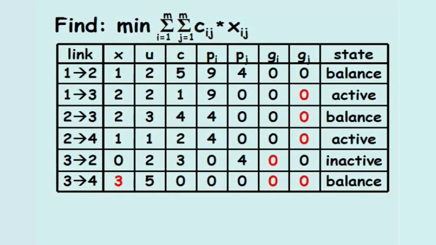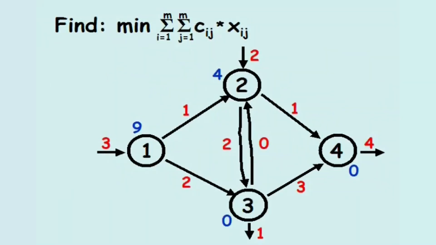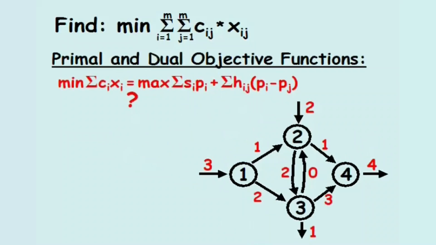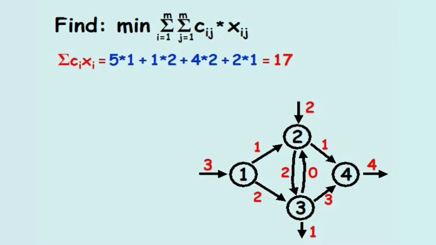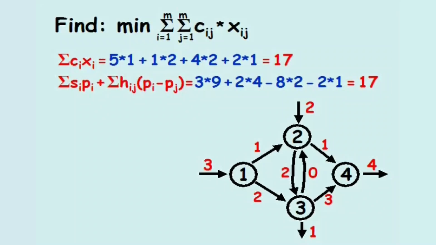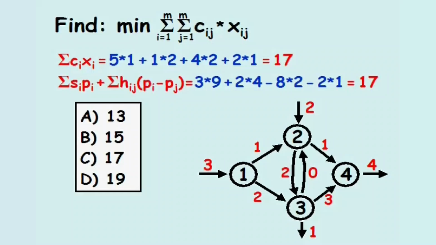Looking back at the original network, the final flows are shown in red, and the final dual variables are shown in blue. We can confirm this is the optimal solution by checking whether or not the primal and dual objective function values are equal, since the network is linear and there is no duality gap. The primal objective function value equals 17, and the dual objective function value equals 17 also. When reviewing the possible solutions, the answer is C.